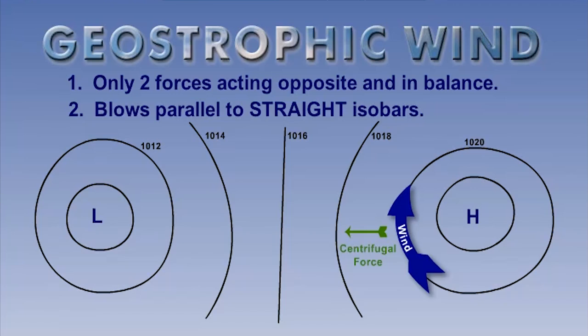So the moment we have curved isobars, the wind is no longer described as being geostrophic, because now there are three forces. In fact, it becomes what we call the gradient wind. We will discuss this wind later on, but for now, let us continue with the geostrophic wind.